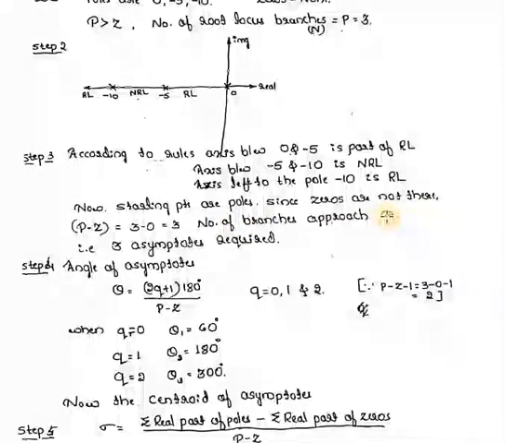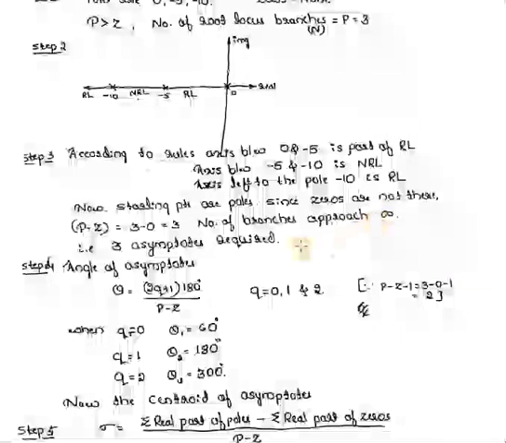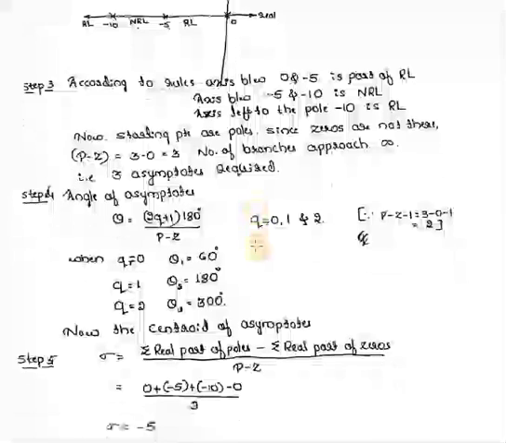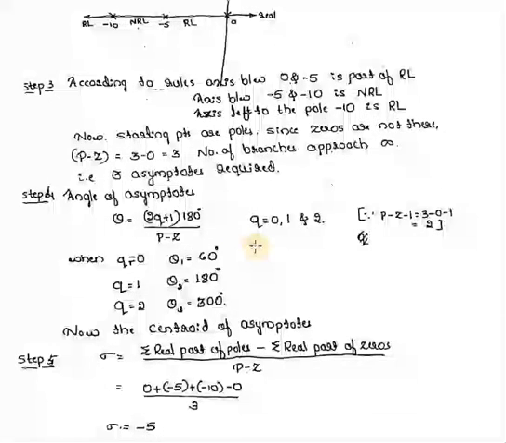That means to take the difference between P and Z, whatever the value you get, you have to consider it as the number of branches which are tending to infinity. So that number is equal to the number of asymptotes required. Once you identify the number of asymptotes, the next, fourth step, is to calculate the angle for those asymptotes.